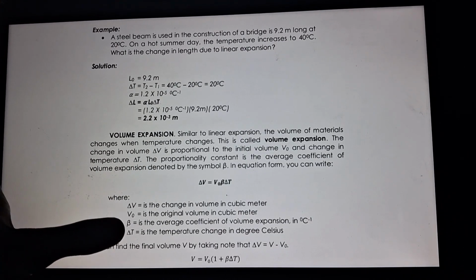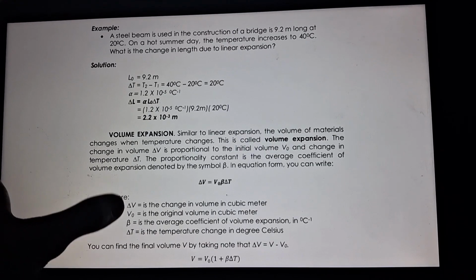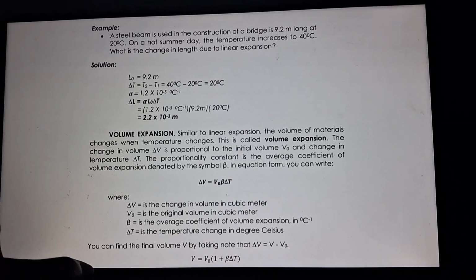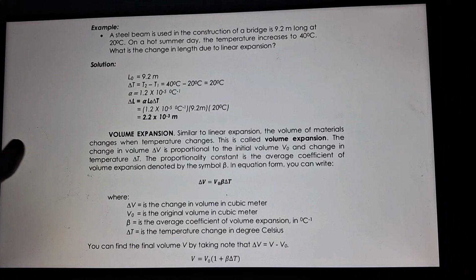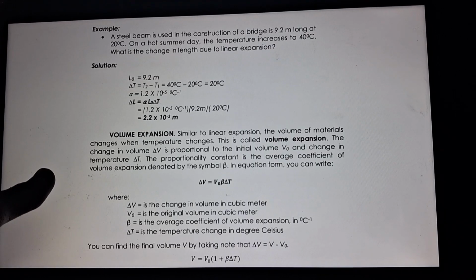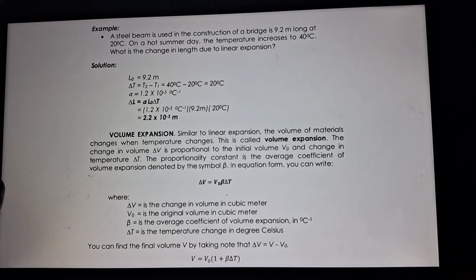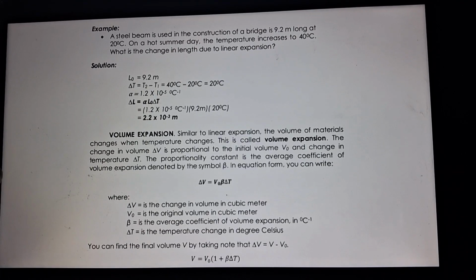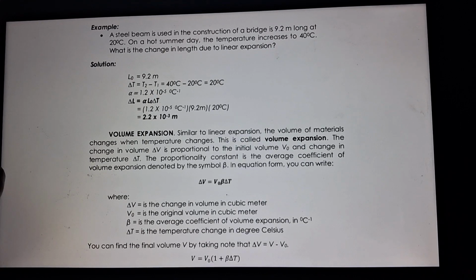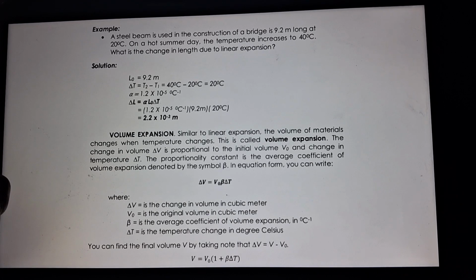Here, ΔV is the change in volume in cubic meters. You can find the final volume V by taking note that the volume changes when temperature changes. So the change in volume ΔV is equal to V and the initial volume. So V is equal to the initial volume times 1 plus B times the change in temperature.